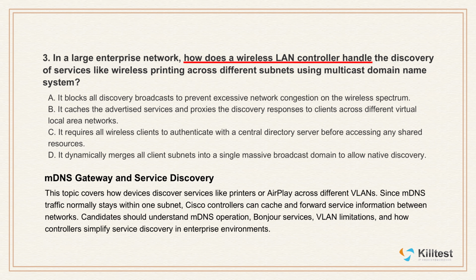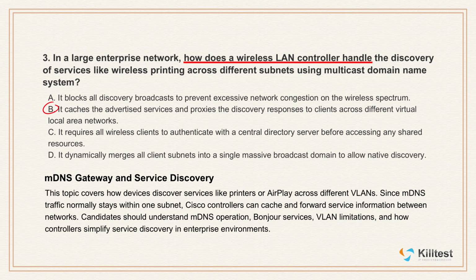So multicast DNS, or mDNS, is usually trapped in a single broadcast domain. It has a time to live of one. Wow, so it can't cross over to another subnet at all. Physically impossible on its own. So if you have hundreds of subnets, how do you prevent a giant shouting match of devices looking for printers? Option B is the answer. The controller acts as a gateway. It's like a middleman. Exactly. It caches the advertisements and smartly proxies them across the boundaries without actually merging the networks.